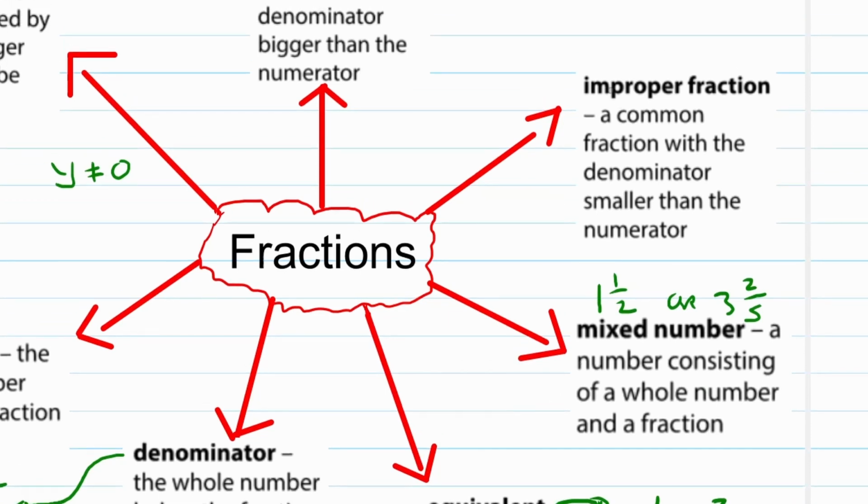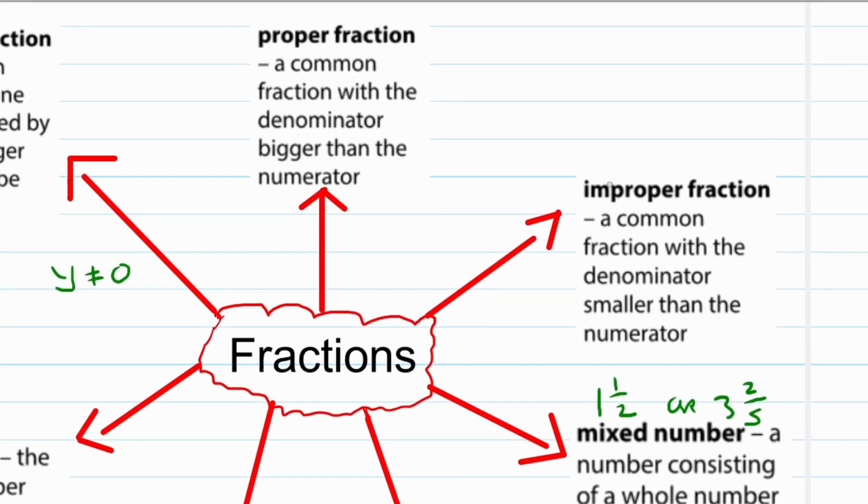Then an improper fraction is when the numerator is bigger than the denominator. Or we can also say when the denominator is smaller than the numerator. For example, 22 over 12, or 13 over 11. Can you see in both of these cases the numerator is bigger than the denominator?